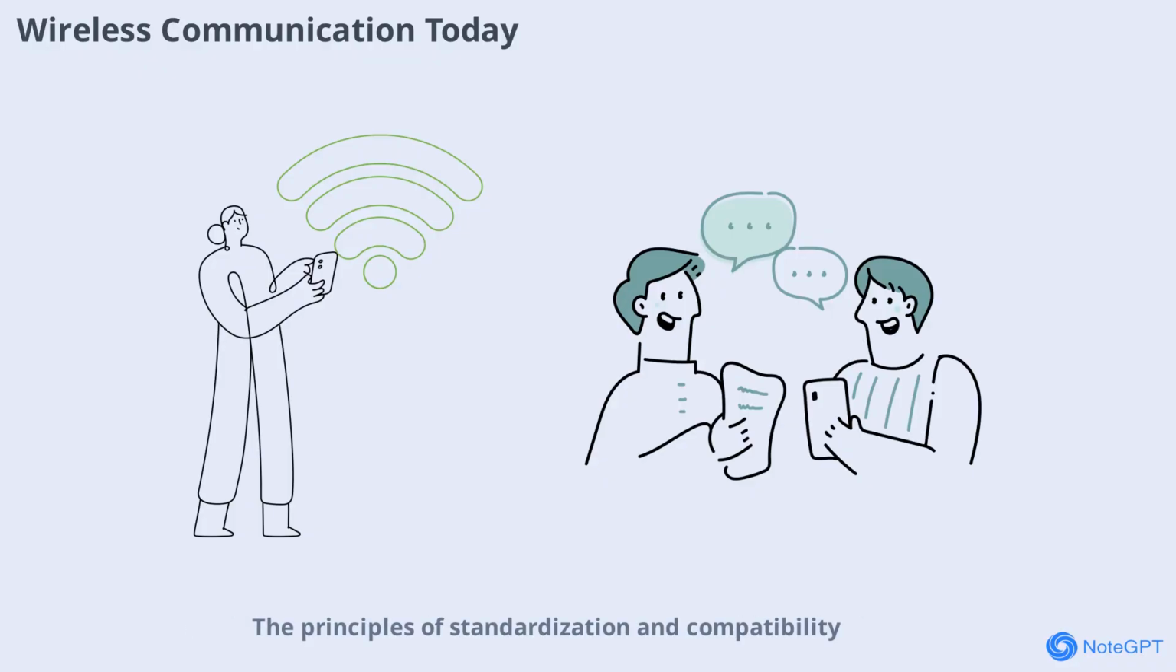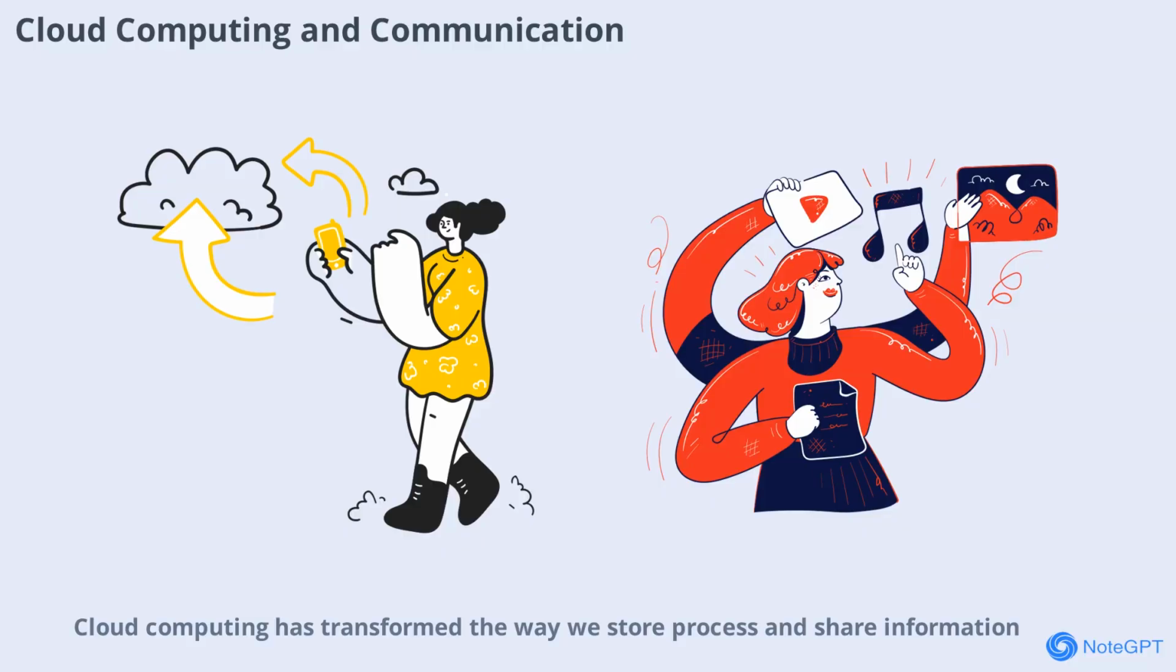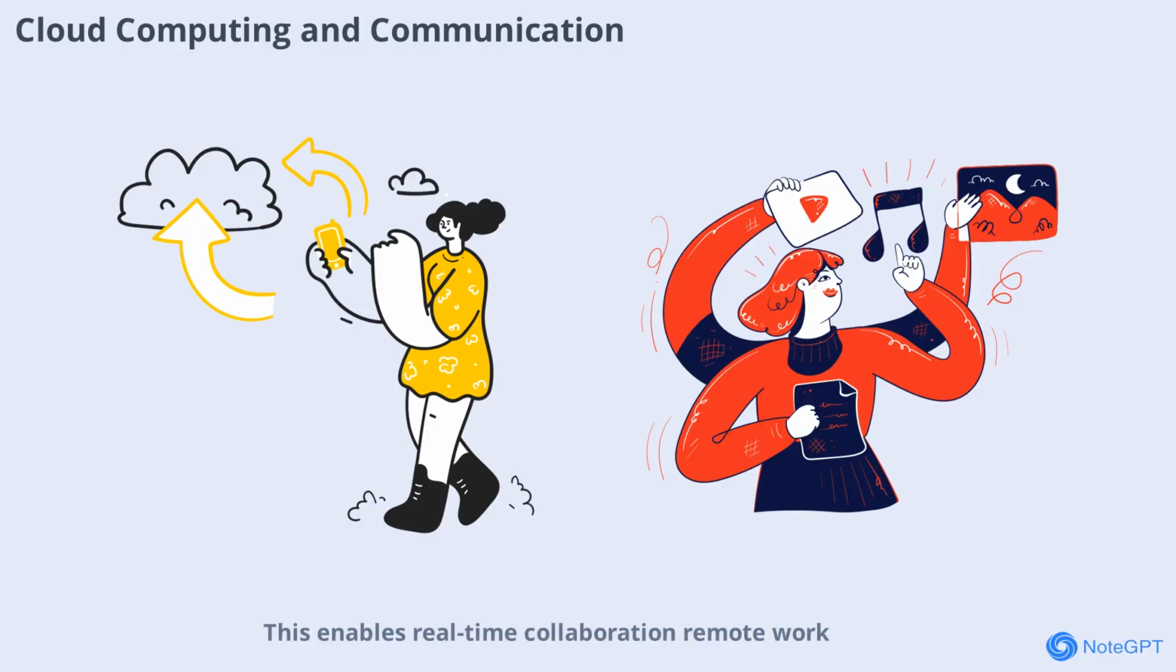The principles of standardization and compatibility, established in the analog era, continue to drive innovation in wireless communication today. Cloud computing has transformed the way we store, process, and share information. By using standardized communication protocols, cloud services can connect users and devices across the globe. This enables real-time collaboration, remote work, and access to powerful computing resources from anywhere. The success of cloud computing depends on reliable communication standards that ensure data is transmitted securely and efficiently.